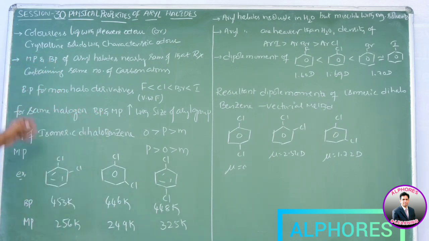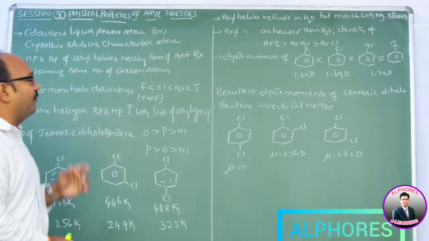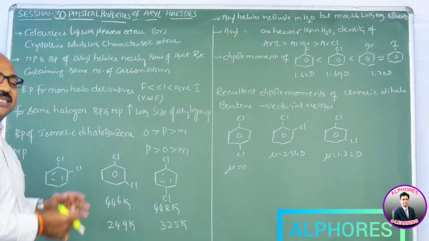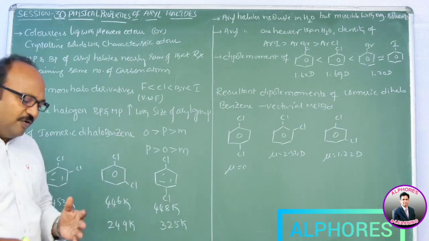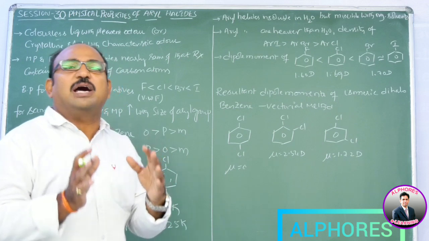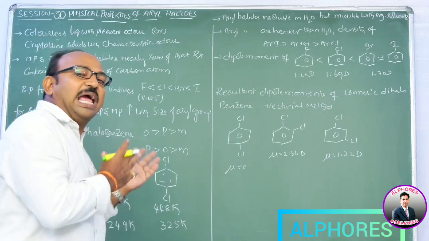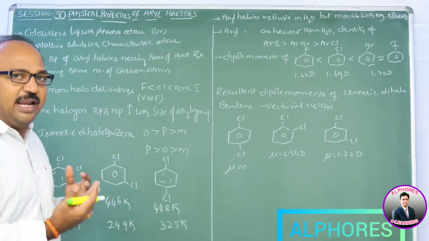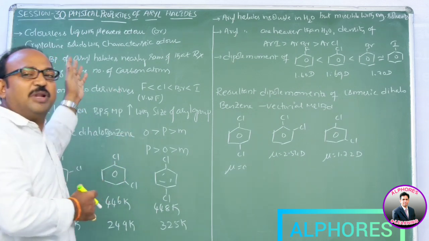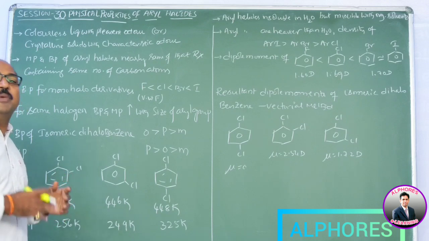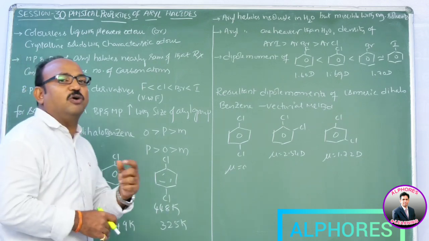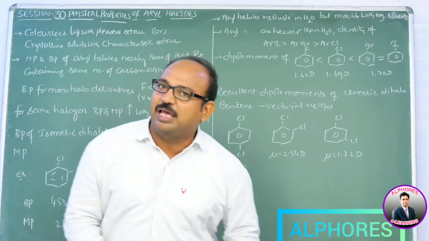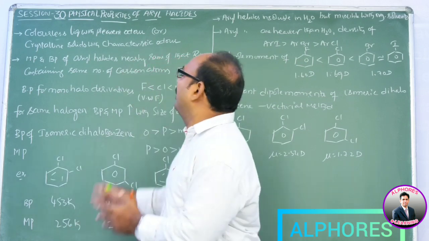Let's come to the second point. The melting and boiling points of aryl halides are nearly the same as those of alkyl halides which consist of the same number of carbon atoms. When both the alkyl halide and aryl halide have the same number of carbon atoms, their melting and boiling points are very close. But we cannot say exactly the same, only very close.